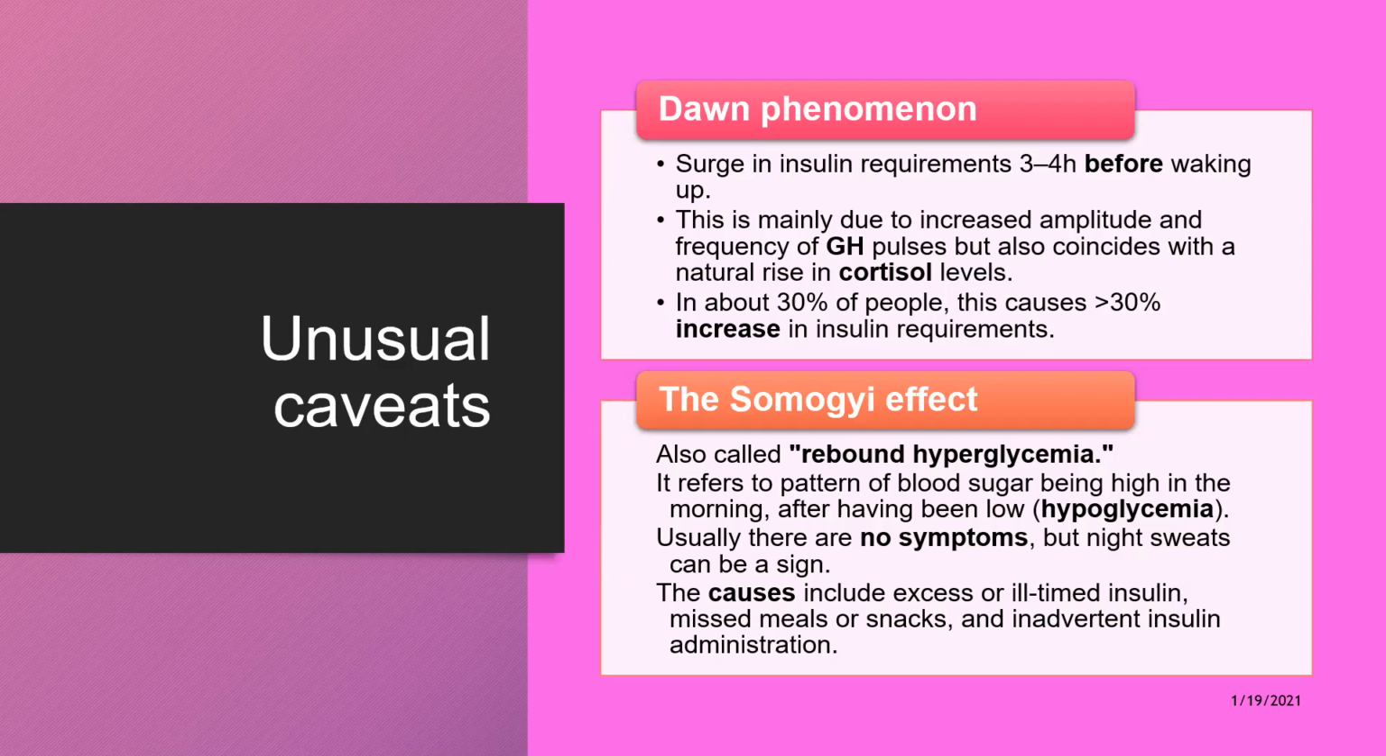The causes include excess or ill-timed insulin, missed meals or snacks, and inadvertent insulin administration. So you have to really ask these factors from the patient, whether they took the insulin at the right time as prescribed in the night, or maybe the patient has taken it at a very early hour or very late, and has actually not eaten well, has not taken the usual snack he or she is supposed to. So you have to ask these factors from the patient to clearly know.